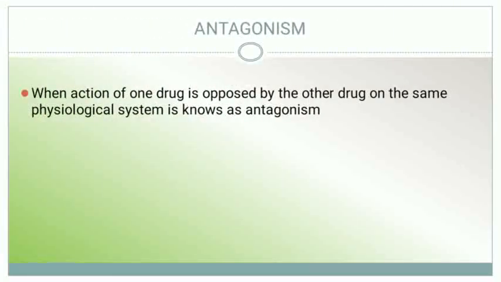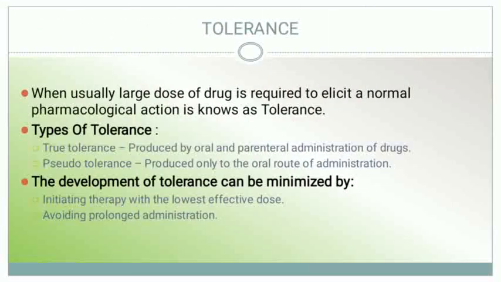Then, moving to the next factor, that is antagonism. When the action of one drug is opposed by another drug on the same physiological system, it is known as antagonism. Or we can say that when the action or duration of action of one drug is diminished by another drug, the phenomenon is called antagonism. For example, milk of magnesia when given in acid poisoning, the poisoning effect is retarded.